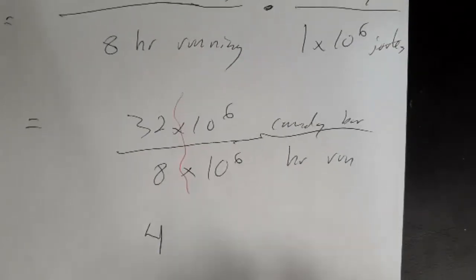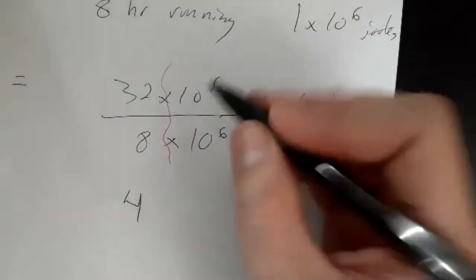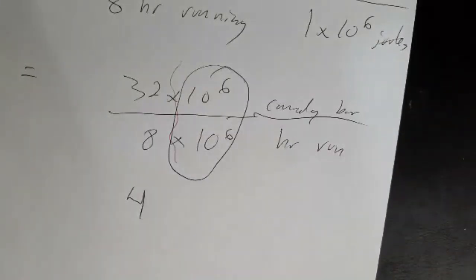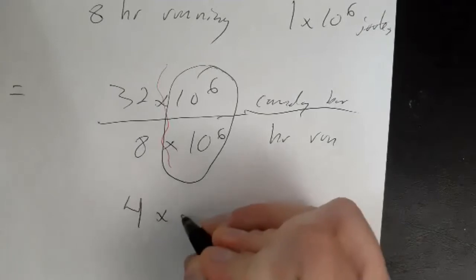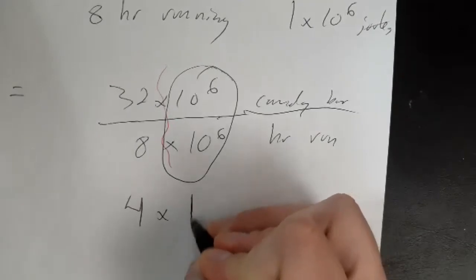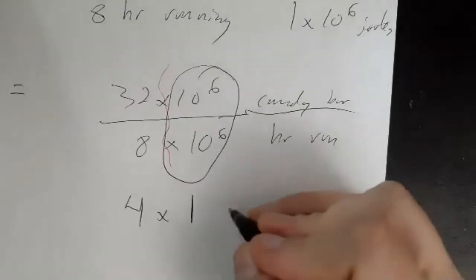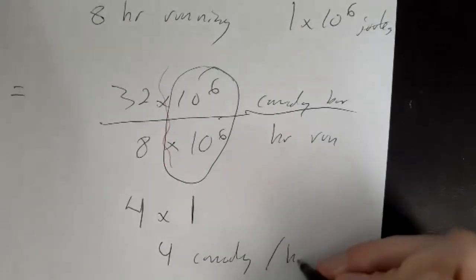Okay, so this is giving me 32 divided by 8 is 4. This divided by this, what is this giving me right here? Is that 0 or is that just 10 to the 6? So you're multiplying, and it's not multiplying by 0. Yeah, I think you're saying the right thing. What this looks like is candy bars per hour of running.